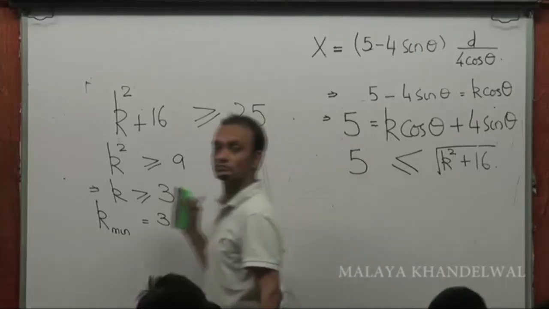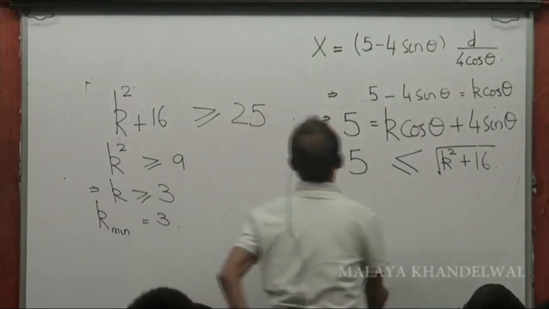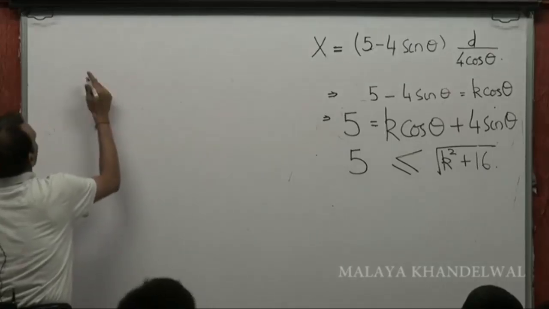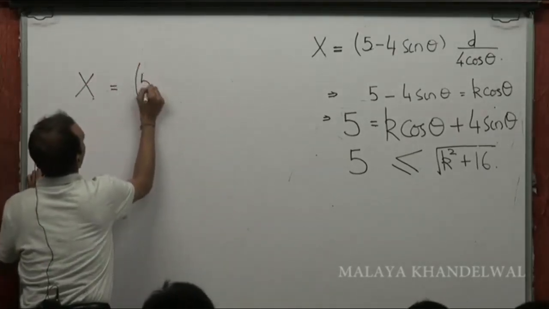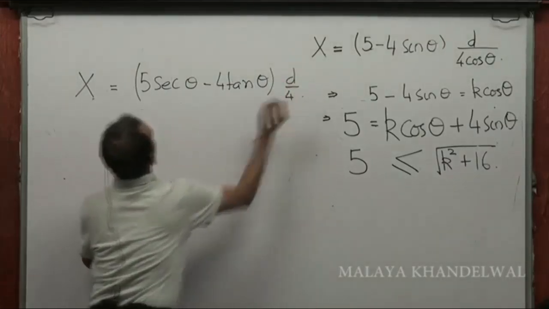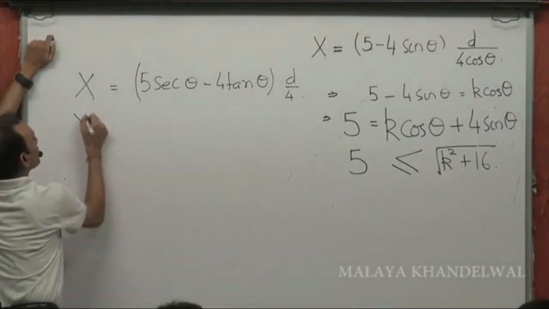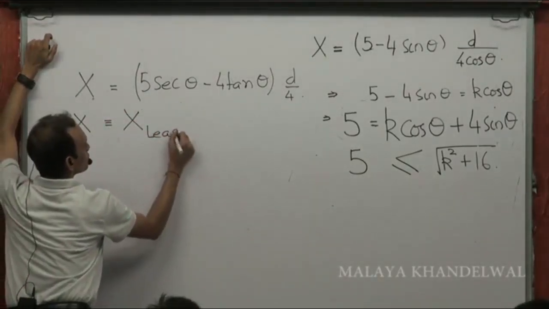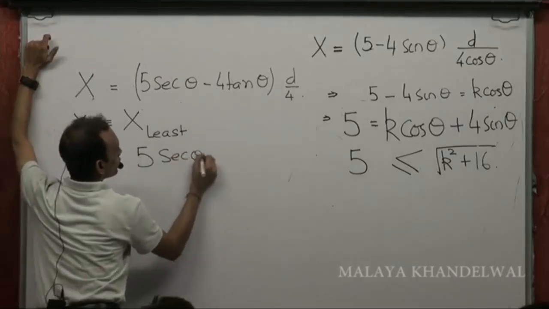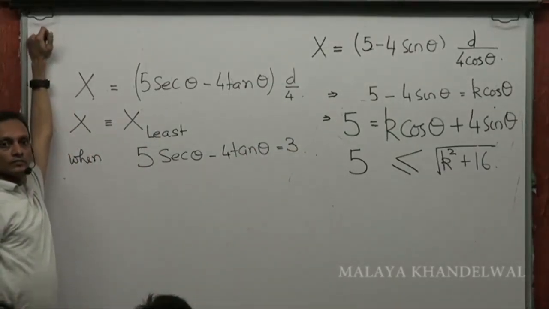Now, a cos theta, it's the drift in the x direction, isn't it? It's positive only, isn't it? So, our x was like a 5 sec theta minus 4 tan theta into d by 4. That was our x. X would be least when this is 3. Yes or no? This was k. This turns out to be 3. X would be x least when 5 sec theta minus 4 tan theta is k minimum, which is 3. Yes or no?